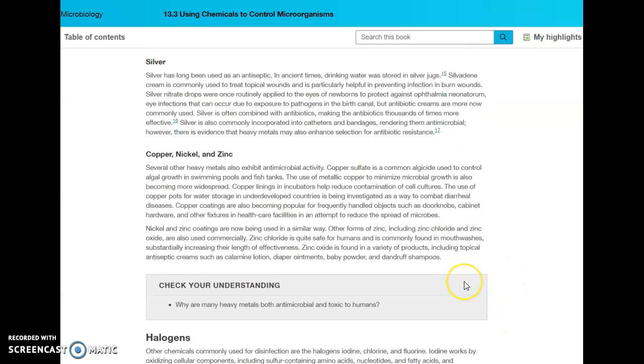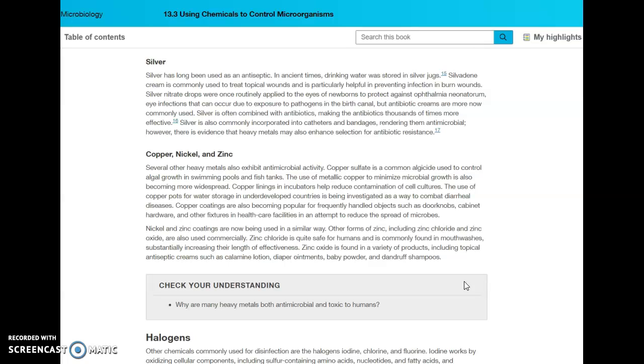You can probably still find it in some grandmother's medicine cabinet. Silver, we've used it for thousands of years as an antiseptic. Silvadene cream is used for burns. It has silver in it, and silver inhibits the growth of bacteria. We have silver nitrate, which can also be used as an antiseptic. And we can incorporate silver threads in linens, like curtains in a hospital, or even bed linens. We can incorporate silver thread, and that helps to inhibit the growth of bacteria.